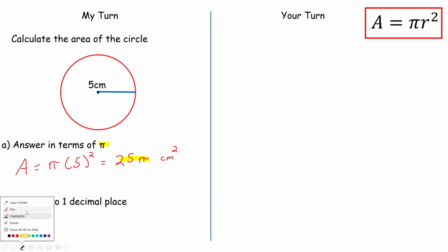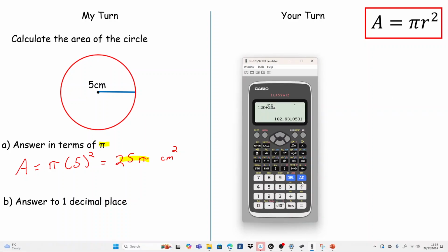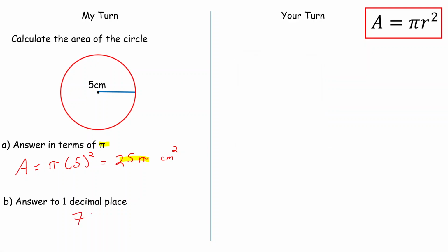Now, part B, it's just a case of putting this into your calculator. So let's go and do that. Let's go and get our calculator, which is over here. Let's type in 25, and then on the Casio, you go shift, and then pi is down here, equals, to put it into a decimal. To one decimal place, it's going to be 78.5 cm squared, and that's your answer. So 25 pi is the same thing as 78.5, just in different formats. That's in terms of pi, and that's putting it as a decimal.